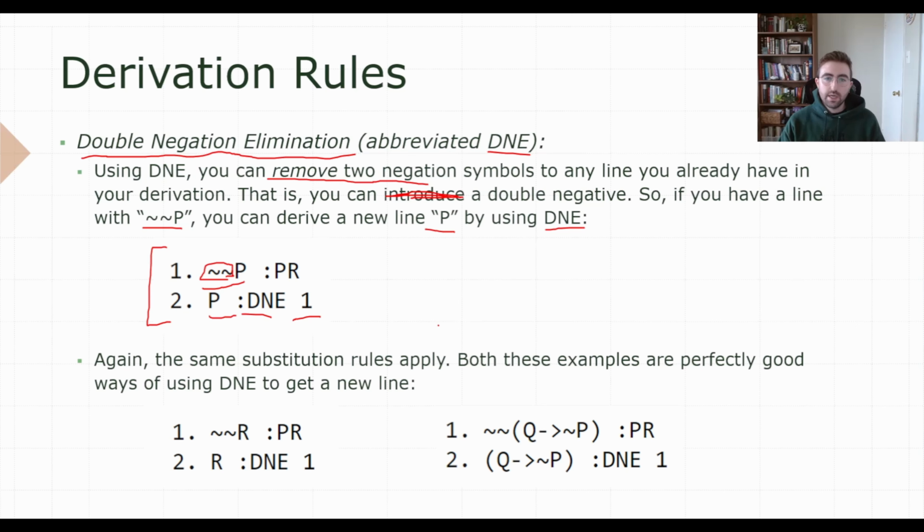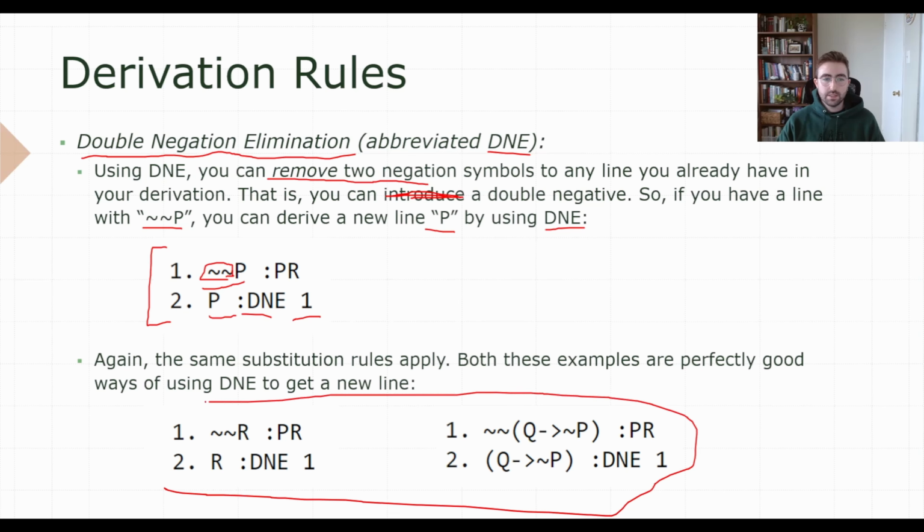And as always, the same substitution rules apply. Both of these examples below here are perfectly good ways of using DNE to get a new line. In this case, we do it to R. And in this case, we do it to a more complicated phrase. We have this double negated if Q then not P. Well, we can use double negation elimination to just get if Q then not P without the double negation. Okay, so let's again do this in our Carnap system.